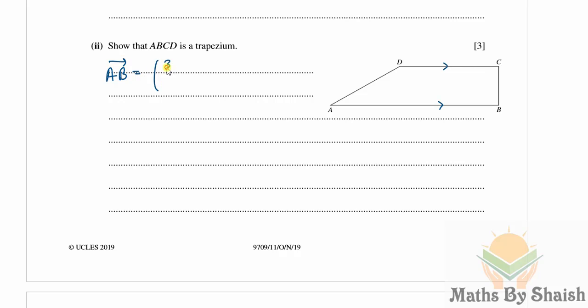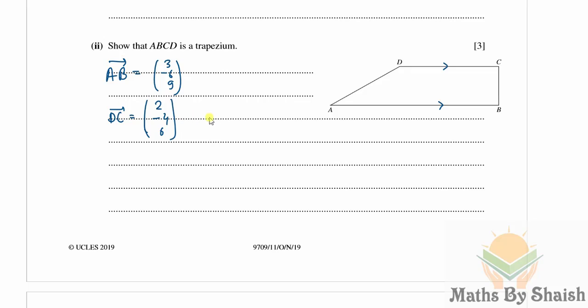It is 3, minus 6, 9. Now we need to find the DC vector. Since we again have the position vectors of C and D, the DC vector is the position vector of C minus the position vector of D, that is 4 minus 2, 2, and minus 2 minus 2, so it is minus 4, and 5 minus minus 1, so it is 6.